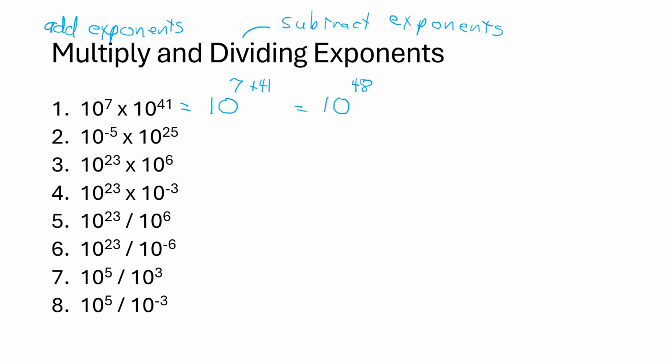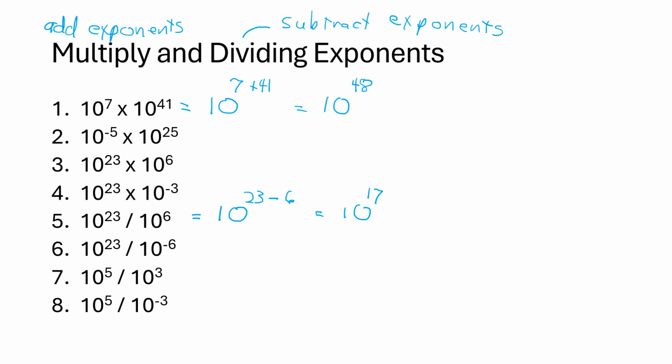Now if we skip down to number 5, we're going to be dividing these numbers, which means we subtract the exponents. So that's going to be 10 to the 23rd minus 6, or 10 to the 17th. At this point, I'd like for you to pause the video and work these out yourself and see if you can match what I get. So please go ahead and pause and work those out.